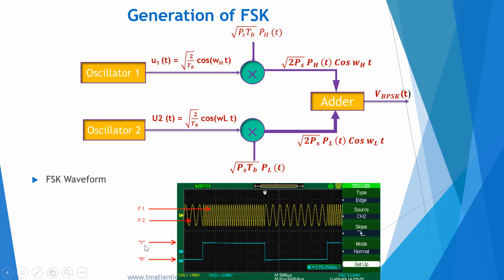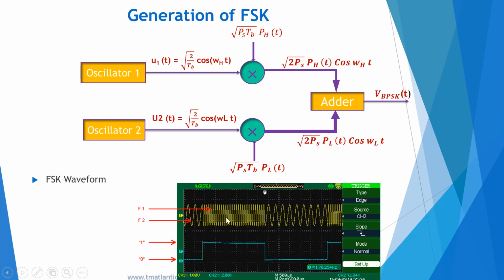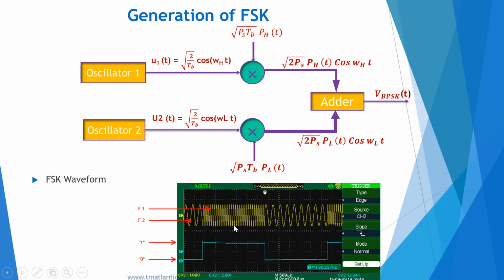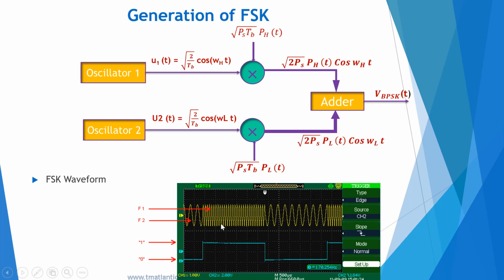Similarly, whenever 1 is transmitted, the difference we can see easily: this is the higher frequency and this is the lower frequency. So whenever 1 is transmitted for this much time period, we are getting F1 over here. Again, after this, 0 is transmitted for this much time period, and we are getting a low frequency, that is F2.